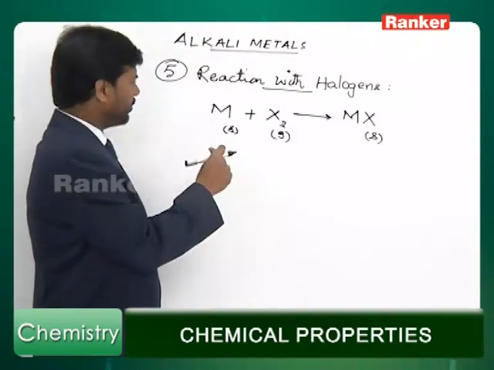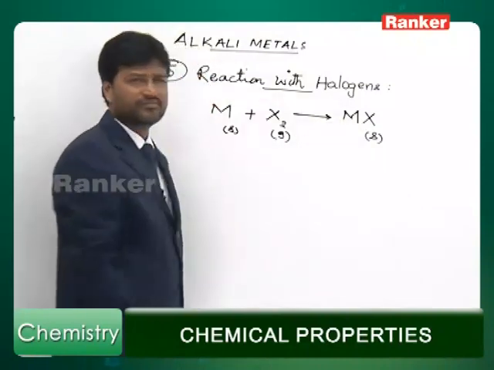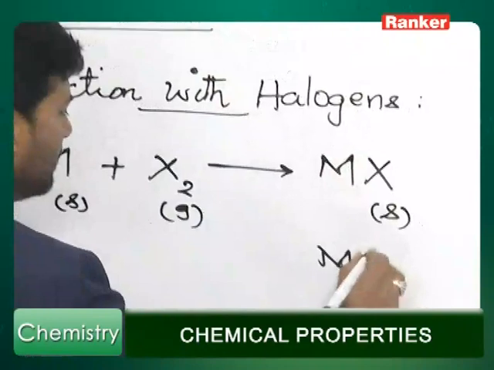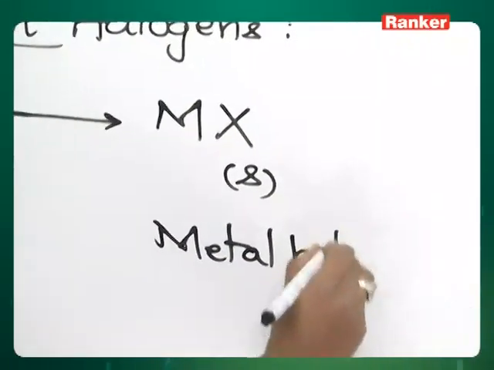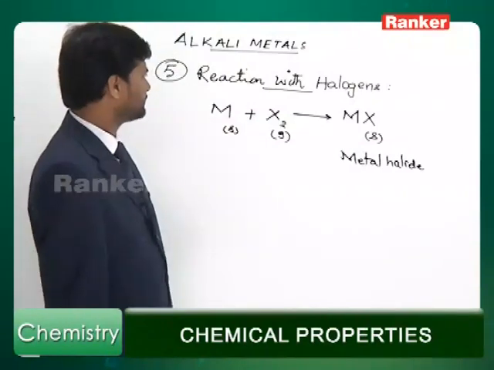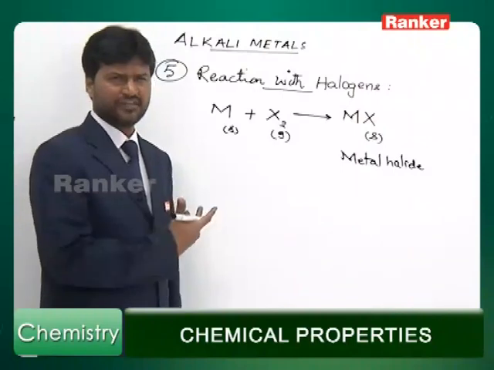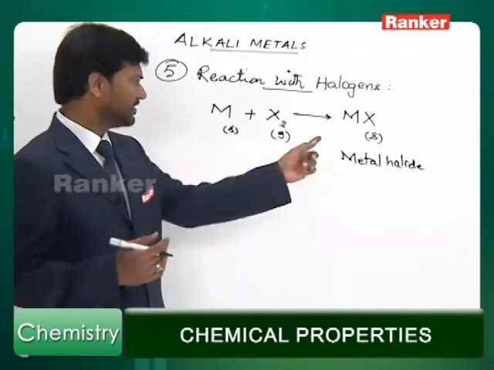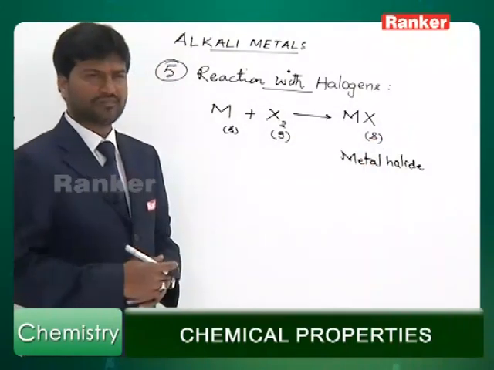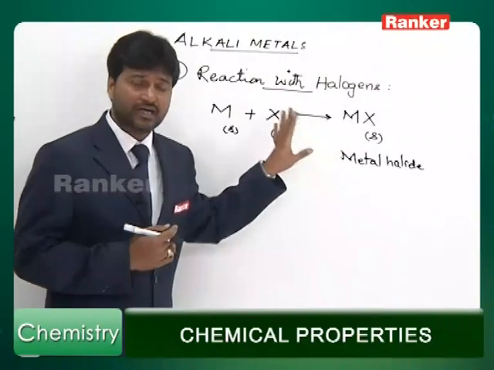There is no exception. All the alkali metals react with all the halogens and the type of compound formed is MX. This is an ionic metal halide, alkali metal halide. All are ionic compounds. That's all about reaction with halogens. It's a very simple reaction. They react in this ratio and you get an MX type of compound, a 1:1 compound. They are predominantly ionic compounds.